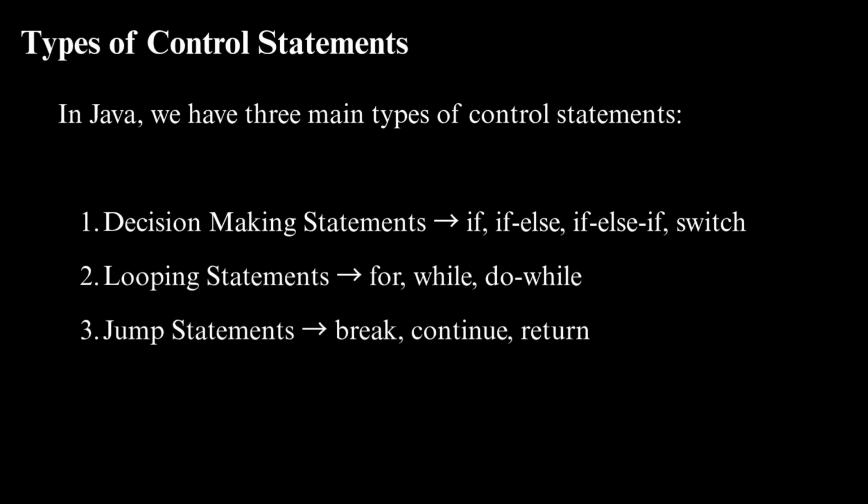Types of control statements. In Java, we have three main types of control statements. First is decision-making statements, which are if-else, if-else ladder, and switch. Second is looping statements: for, while, and do-while. And next is jump statements: break, continue, and return. In this video, we will focus on the first one, which is decision-making statements.